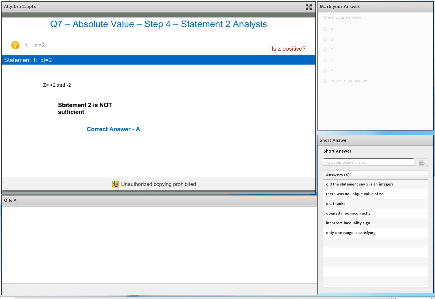Mod of z is equal to 2, which means z is either +2 or -2. Now again, it doesn't give me any other information, so I don't know whether z is a positive number or a negative number. Okay.